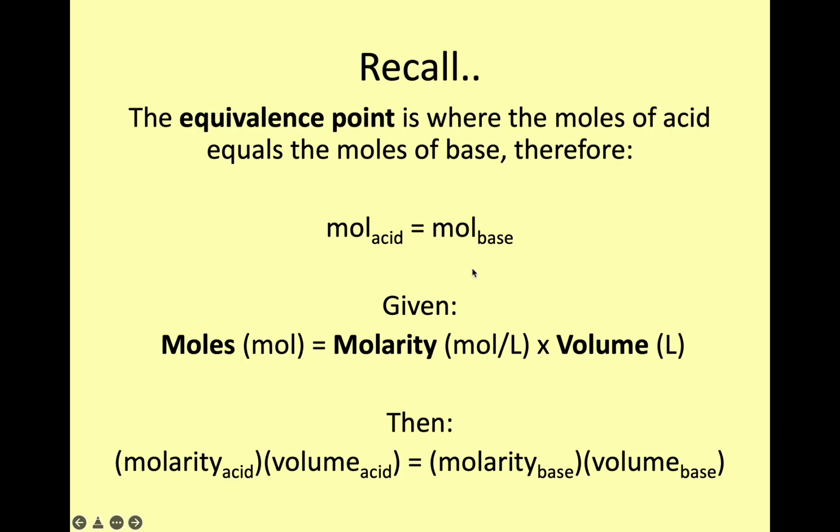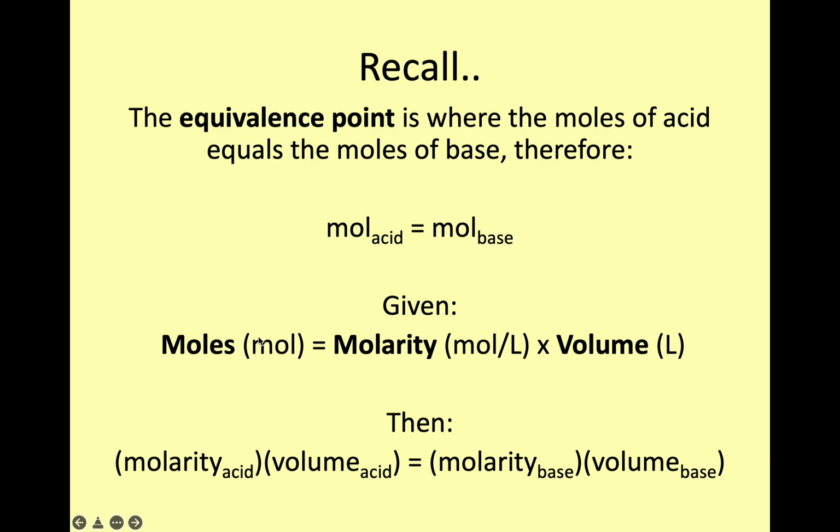To recall, the equivalence point is where the moles of acid equal the moles of base. Putting that into an equation, you get this. Now you also remember that molarity is moles divided by liters. You can rearrange this equation to find that moles equals molarity times volume. Notice that if you multiply these units, you cancel out the liters and end up with moles, so that should make sense.